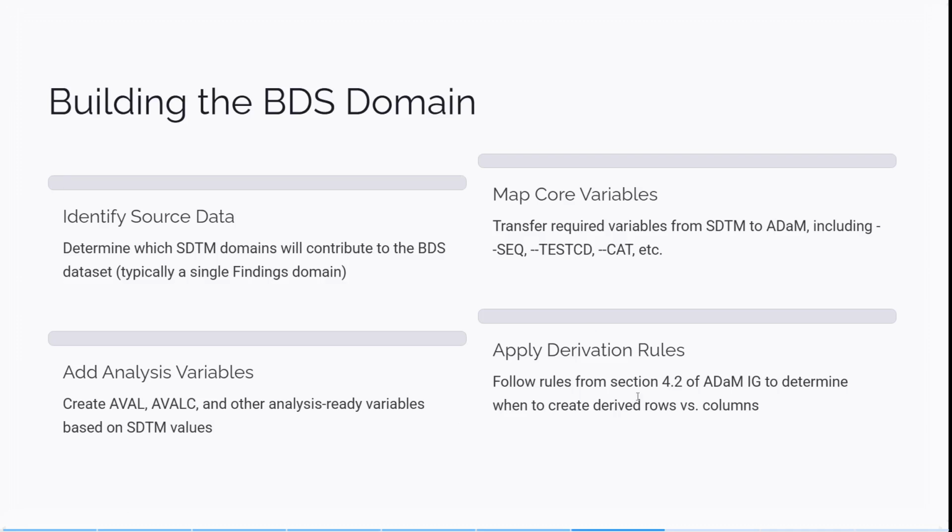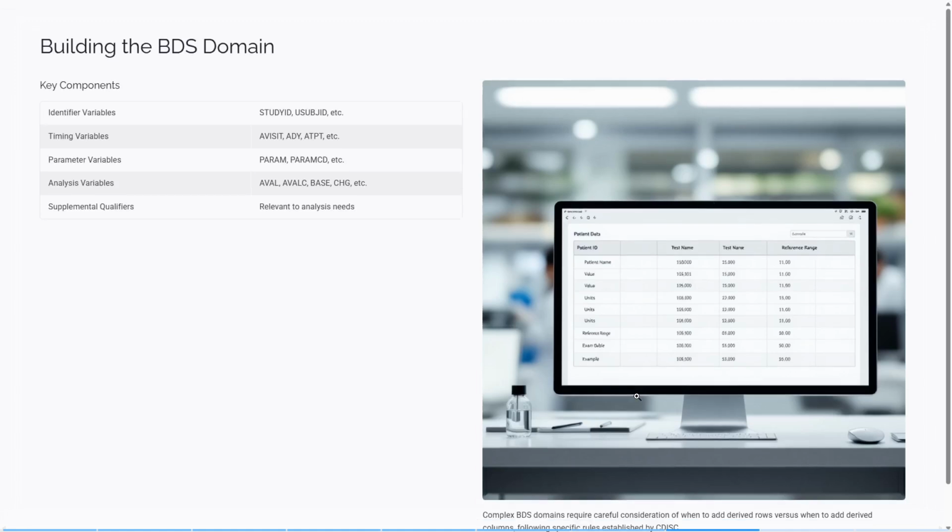Next, building the BDS domain, there should be key components. You will have the identifier variables such as study ID and unique subject ID, and the timing variables: analysis visit, study date, relative study date, and time point. And the parameter variables: PARAMCD, analysis value AVAL, character value AVALC, BASE, and CHG, etc., and the supplementary qualifiers relevant to analysis needs. These are the main key variables present in the BDS domain.